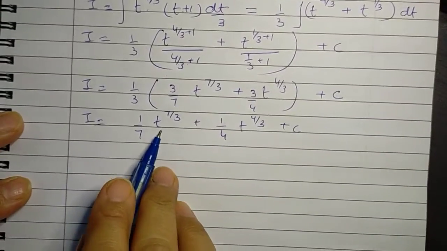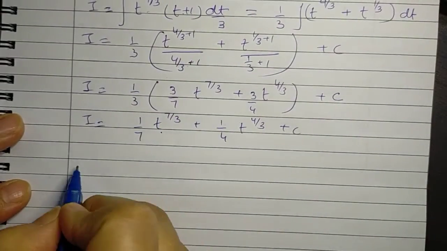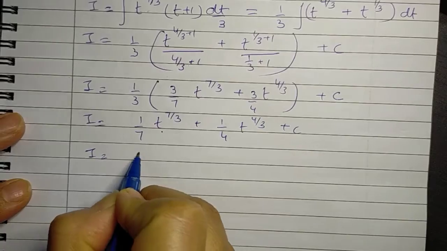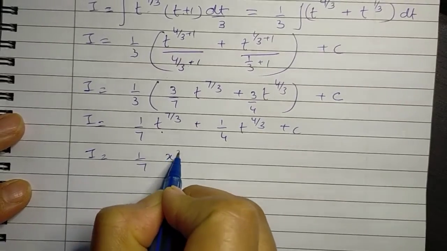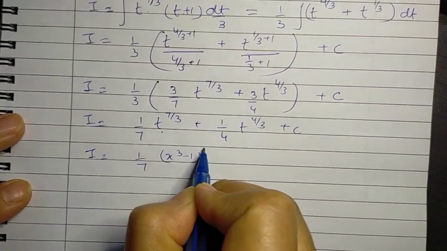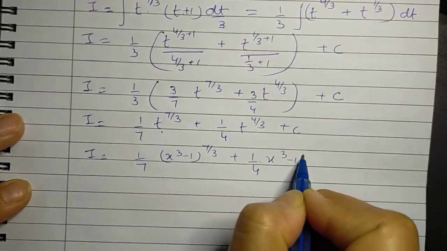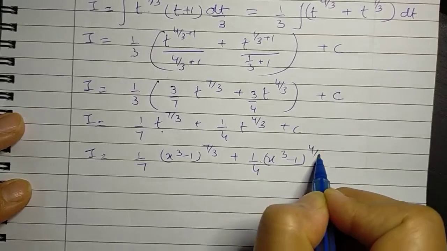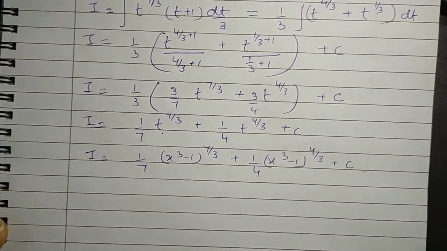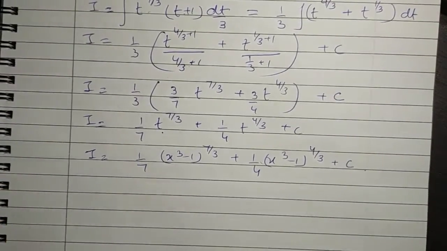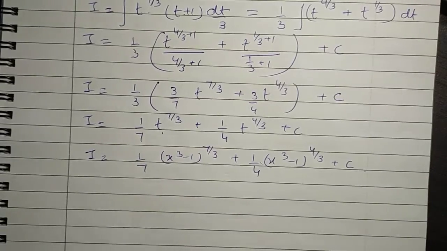Now replacing back t in terms of x, we get I is equal to 1 by 7 (x cube minus 1) raised to the power of 7 by 3 plus 1 by 4 (x cube minus 1) raised to the power of 4 by 3 plus a constant. Now let's take the next one.